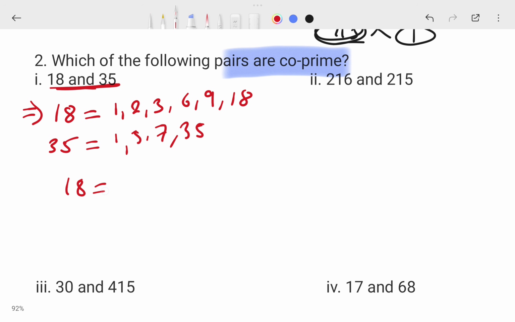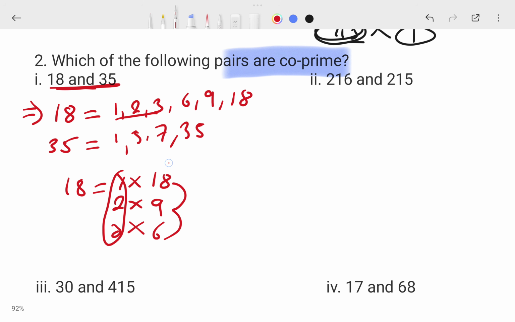We can do it like this also. This is 18. It is divisible by 1, 18 times. It is divisible by 2, 9 times. It is divisible by 3, 6 times. It is not divisible by 4 or 5. It is divisible by 6, 3 times, which is already there. So the factors are 1, 2, 3, then after 6, 9 and 18, which are already there. You can do it like that also.